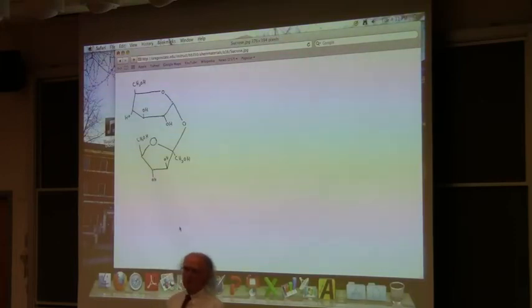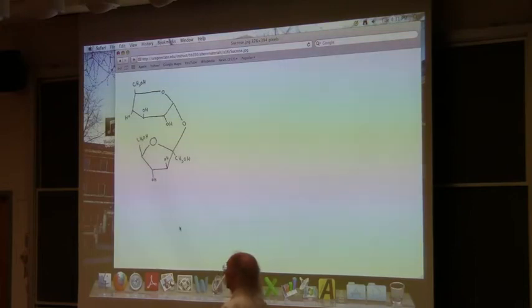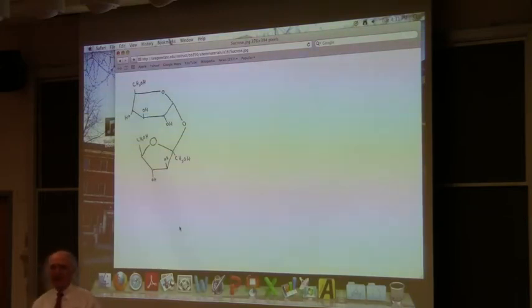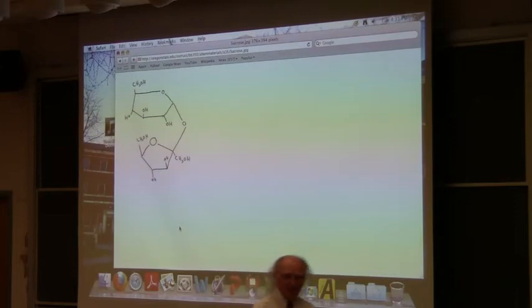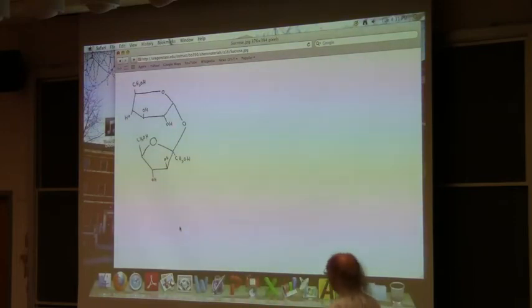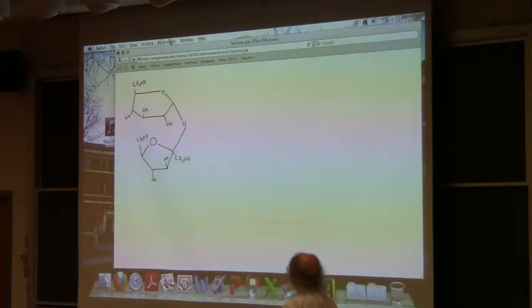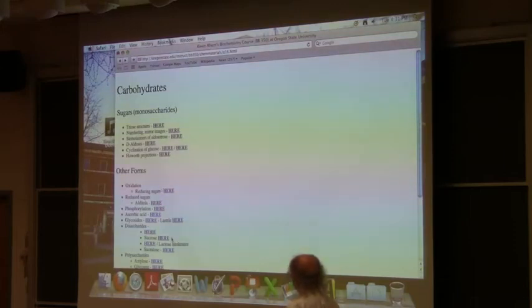The reason that they sweeten things with sucrose and not with glucose is because this guy sits around for a lot longer. This guy is not nearly as reactive as glucose is. Okay? If I simply use glucose, then I have problems.